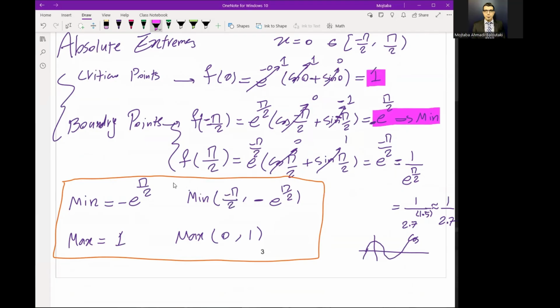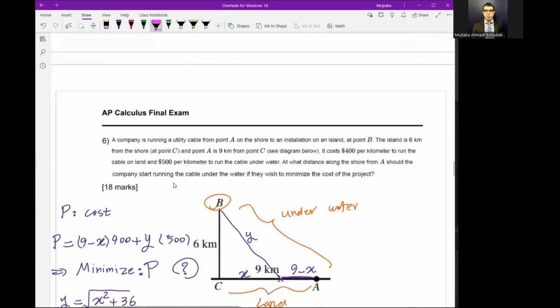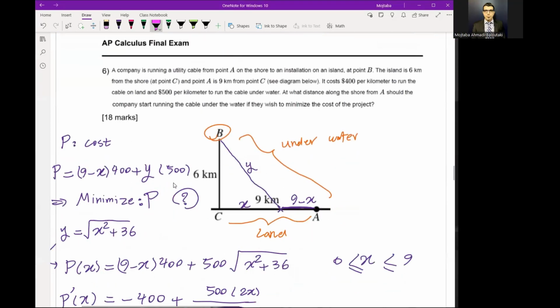Let's go to 6. So an optimization problem. We have a company running a utility cable from point A in here onshore to an installation on an island at point B. So this area is underwater. This is land. This is underwater, right? The island B is 6 kilometers from this point C onshore, and point A is 9 kilometers from point C.